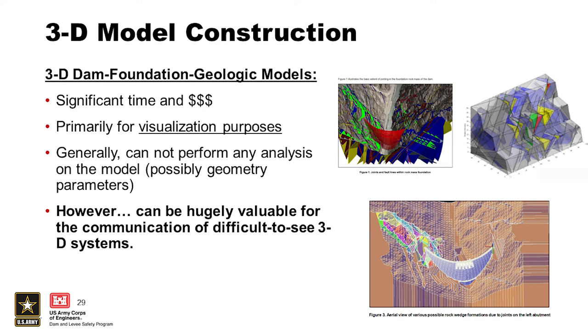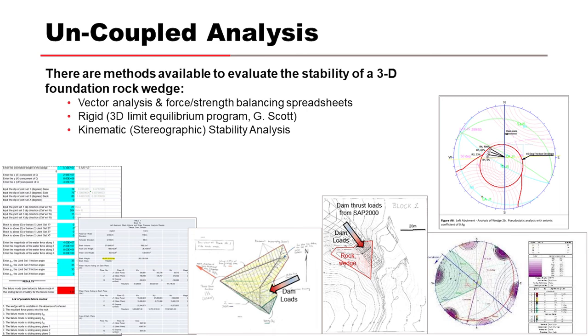So, uncoupled analysis. These are looking at rock wedges through programs and vector analysis. Vector analysis, force strength balancing spreadsheets. You can also use rigid 3D equilibrium programs developed by Greg Scott, former Army Corps of Engineers employee. Or you can look at a kinematic stereographic approach for stability analysis, which is on the far right.